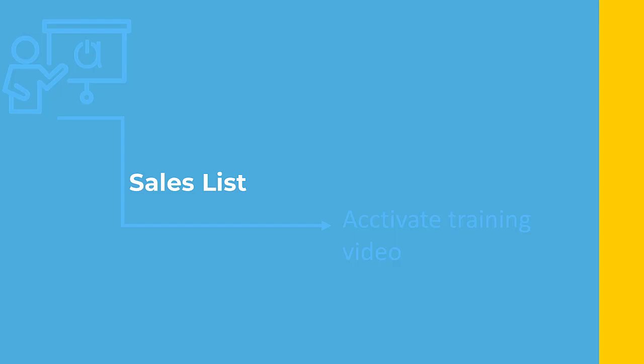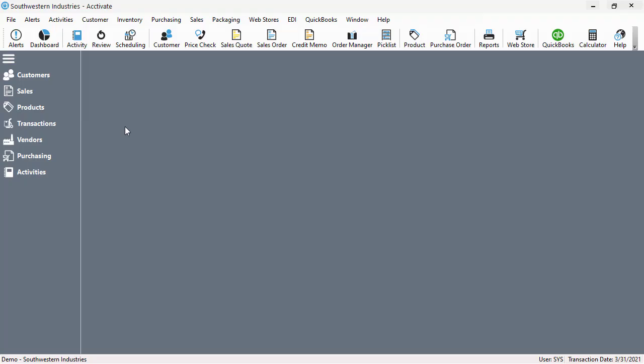Hello, my name is Jeremy with Acctivate, and this video is going to go over the sales list. Acctivate shows an easy-to-read list of sales orders by utilizing the left navigation sales menu.